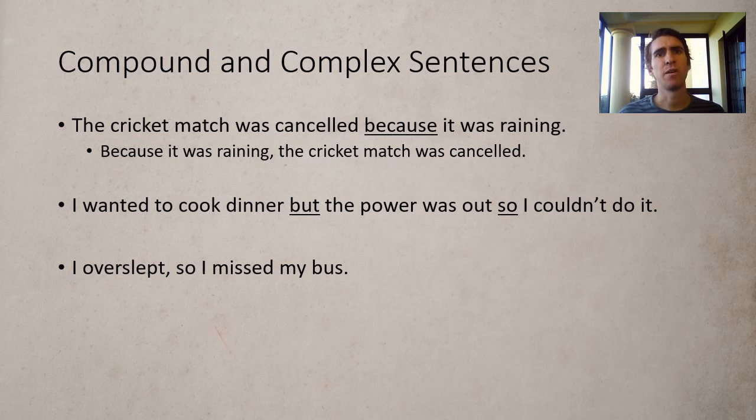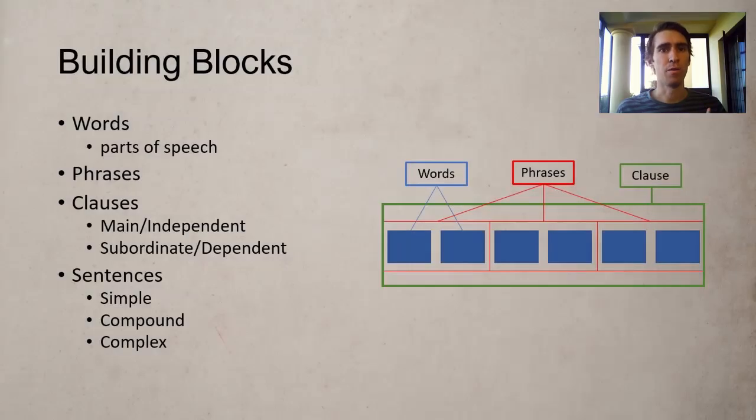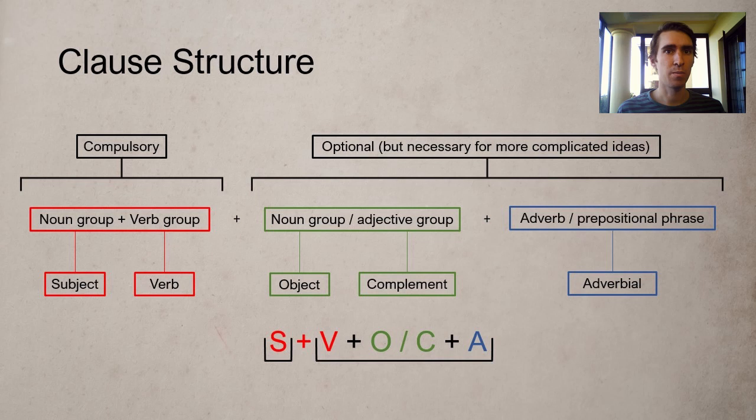At this point, I just want to recap a little bit. Your sentences are made up of clauses. Clauses are made up of phrases. Phrases are made up of individual words that fit together in particular ways. That's how you put together a sentence, by ordering those constituents in the correct way. Your basic sentence structure in English is subject, verb, object or complement, and adverbial. And that would then form your basic clause.